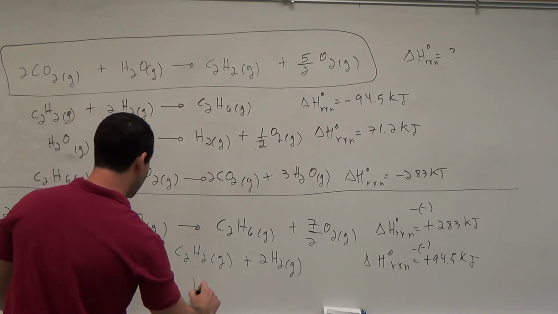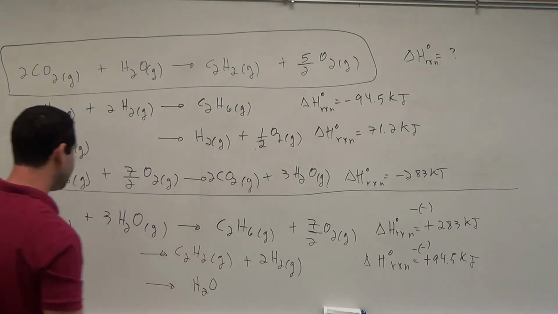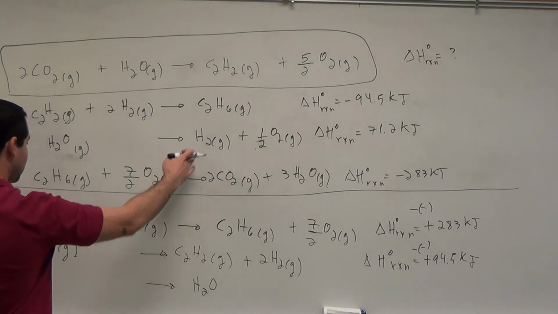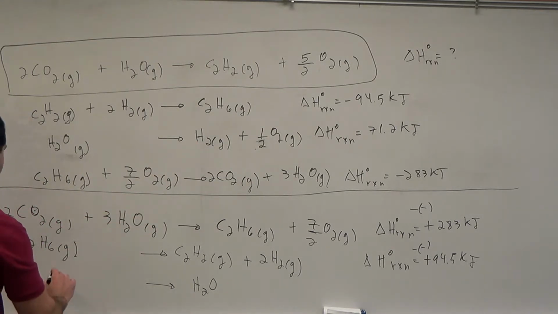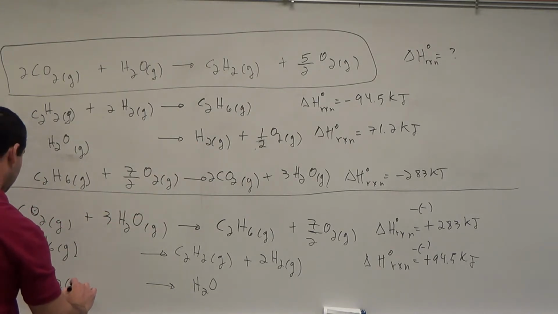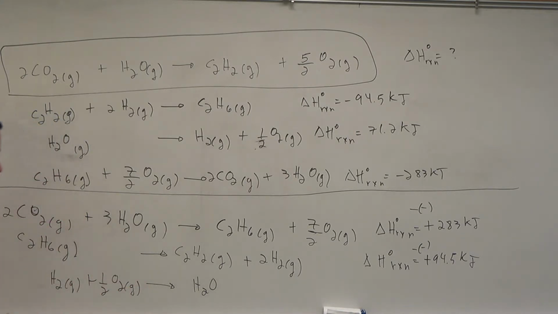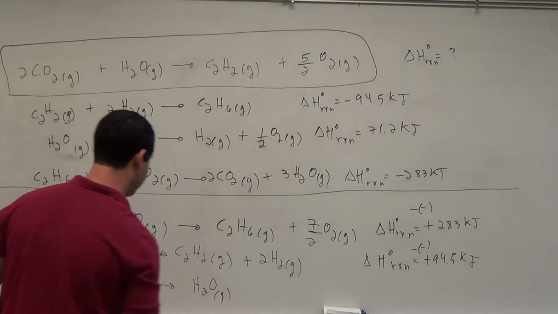So the water needs to go on this side, yes or no? And if the water goes on that side, I have to write this on which side? On this side. So I am going to write H2 plus 1/2 oxygen gas. I have not changed what this is, yes?